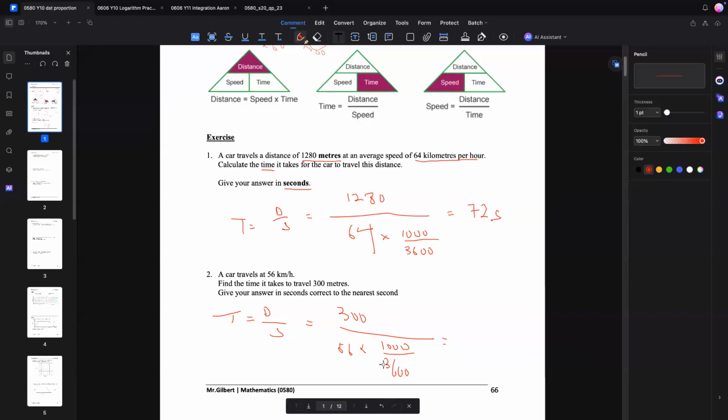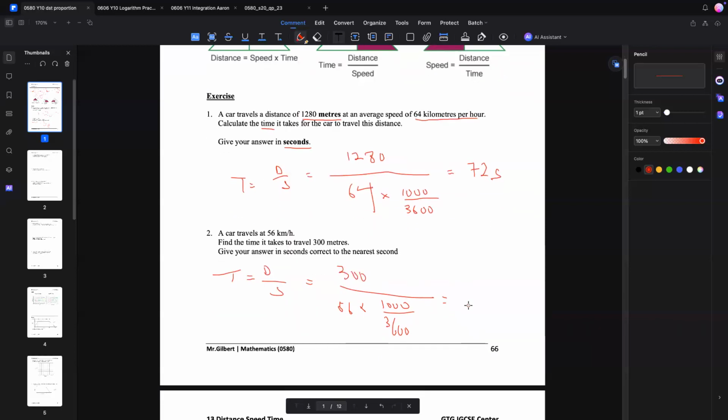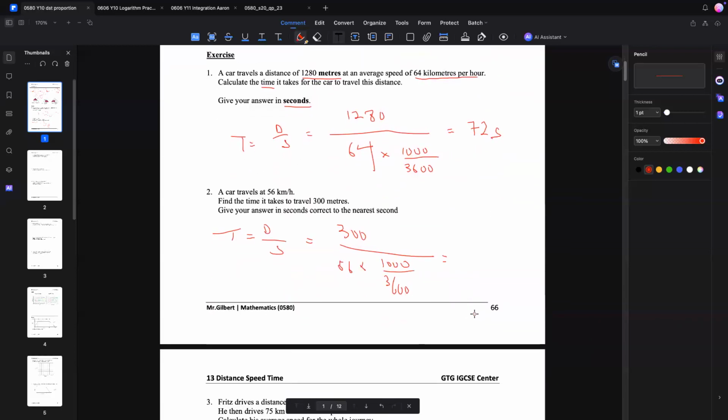So in the end, what answer do you get? Make sure you round it to the nearest second. You get 19? Are you sure? Yes, just 19. Round it to the nearest second. Nearest second would be 19.